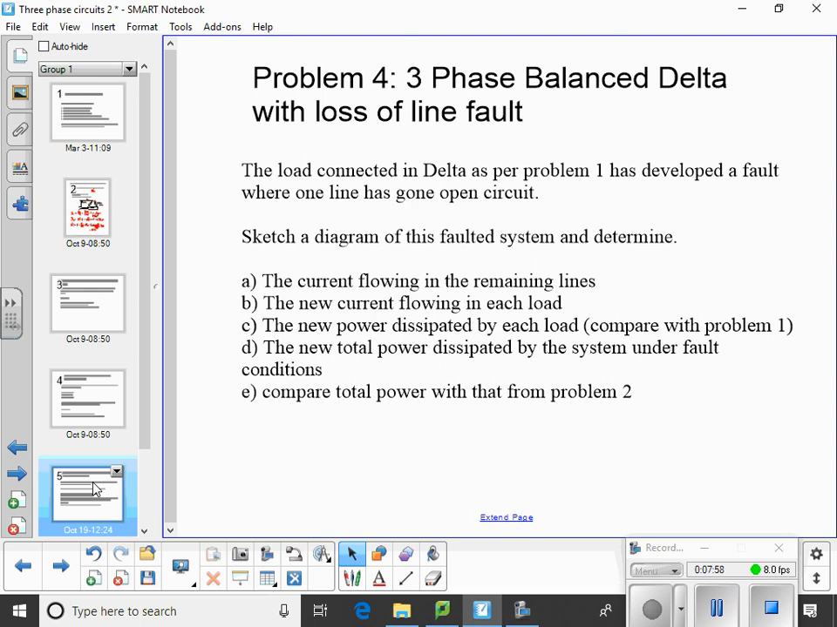It doesn't really matter which one I pick, you should still see the same effect in the other two phases. Alright, so sketch a diagram of the fault system and determine the current flowing in the remaining lines, the new current flowing in each load, the new power dissipated by each load, compare it with problem one, the new power dissipated by the system, so the total power under fault conditions, and compare that with problem two.